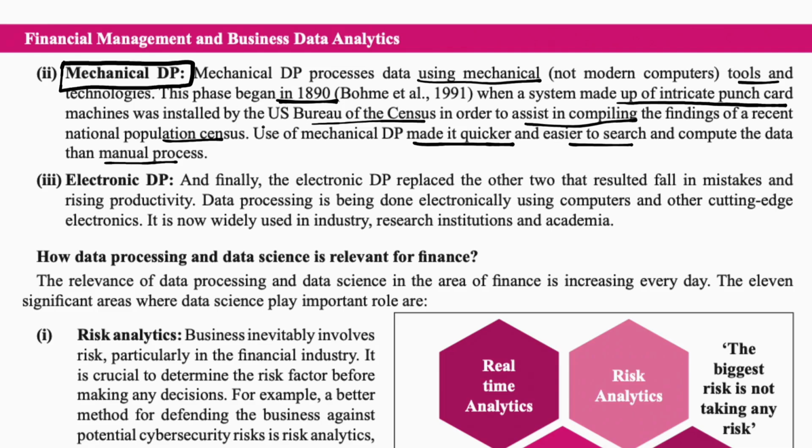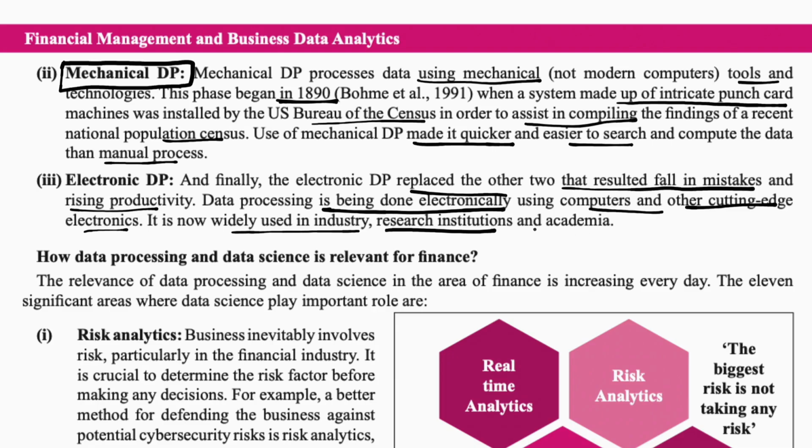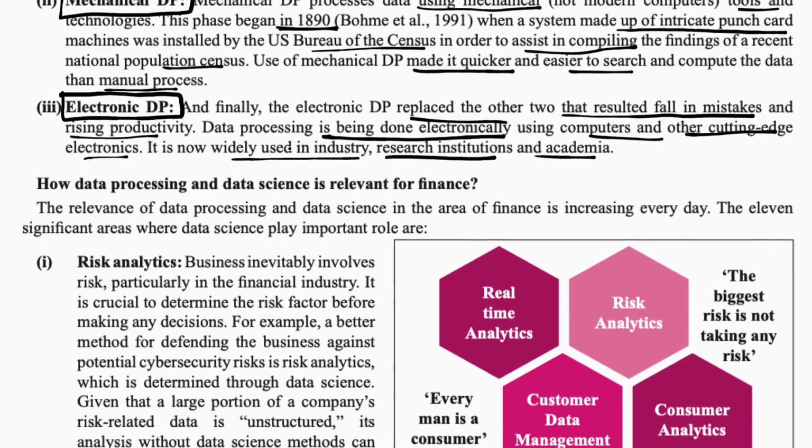Coming to the last stage, that is electronic DP. The electronic DP replaced the other two, resulting in a fall in mistakes and rising productivity. Data processing is being done electronically using computers and other cutting-edge electronics. It is now widely used in industry, research institutions and academia. This is what we use today: computers, calculators and cutting-edge digital tech. It minimizes human error and maximizes productivity. I hope the three historical phases of data processing are clear.